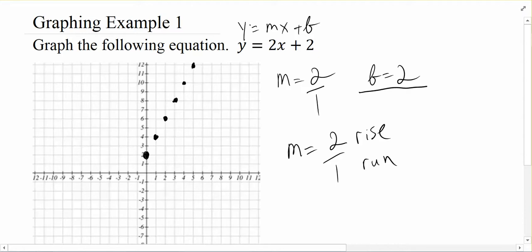But the number 2 could also be thought of as negative 2 over negative 1. So we could also go down 2, left 1, down 2, left 1, and so on. And we can do that as much as we want too. And so we can see that we get an infinite number of ordered pairs.